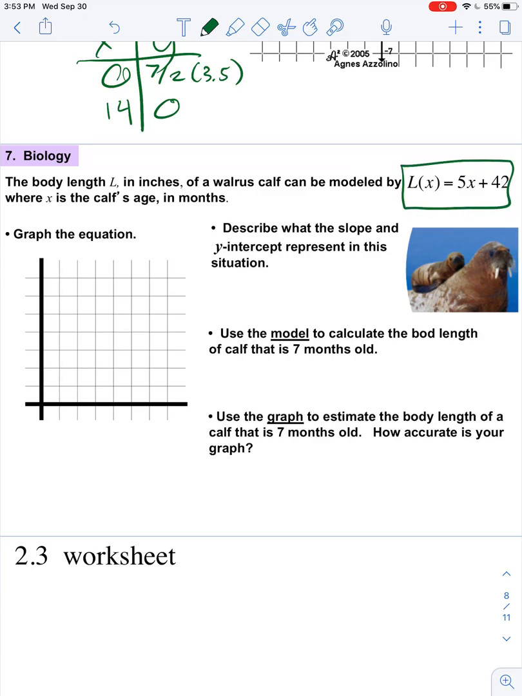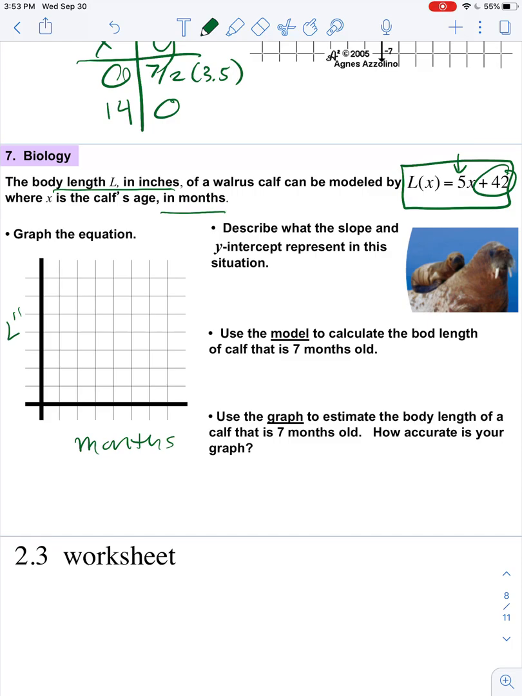Okay, so the body length L in inches of a walrus can be modeled by this. That's just an equation. Describe what the slope and y-intercept represent. So I know that this one's going to start at 42 in my graph, and it's going to go up 5 over 1. I'm talking about the body length, which is the y, where x is the age in months. So across the bottom, I'll have my months, and up the side, I'm going to have my L in inches.